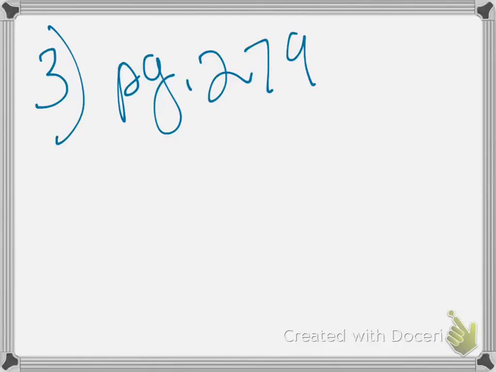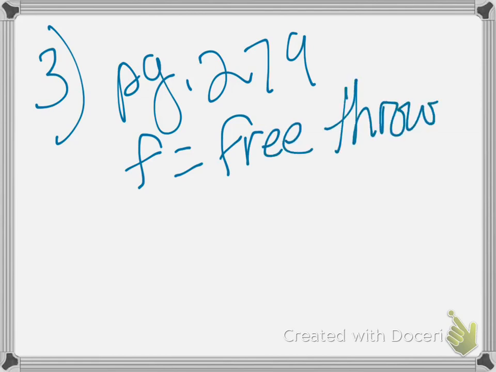Okay, when we read about Ray, we see that he has scored points. He doesn't remember how many. He knows a few things about it, and we're going to take that information and build inequalities around it. They tell us in the first part that they want F to equal free throws, so write that down. And they want G to equal field goals.